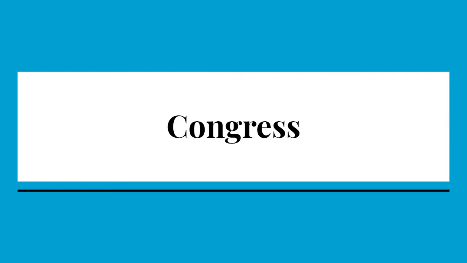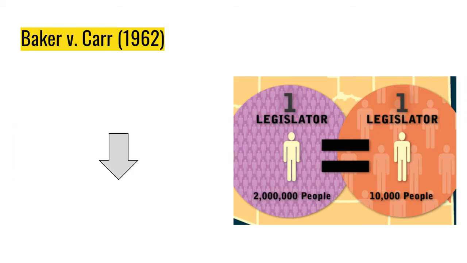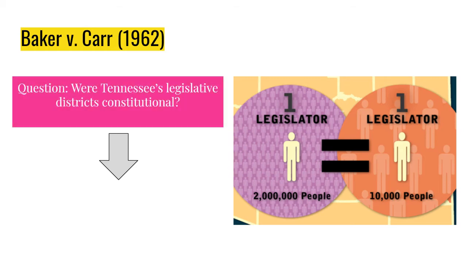All right. There are two cases involving Congress. Both of them are united by the fact they deal with how states draw congressional districts, and both of them involve the 14th Amendment, which we'll talk about in a second. So the Baker v. Carr case was the first one.